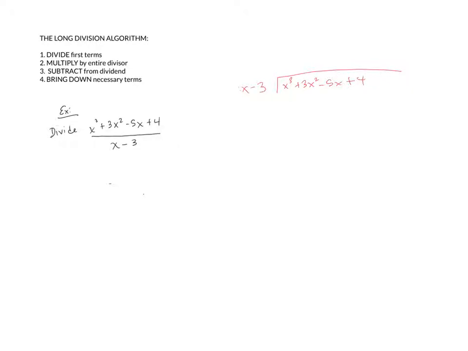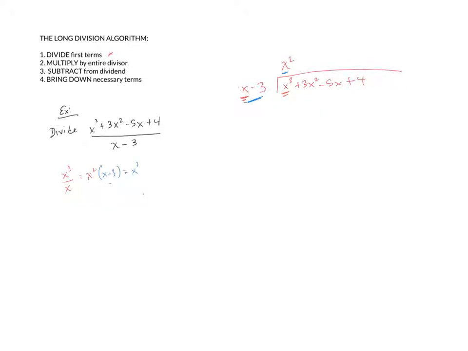Now, we're going to start by dividing first terms. So the first term in the divisor is x, and the first term in the dividend is x cubed. So we're going to divide x cubed by x, and that's going to give us x squared. And we put that on the top. That's the first step of the algorithm. Now the second step of the algorithm would be to multiply that thing by the entire divisor. So I'm going to multiply that like that.